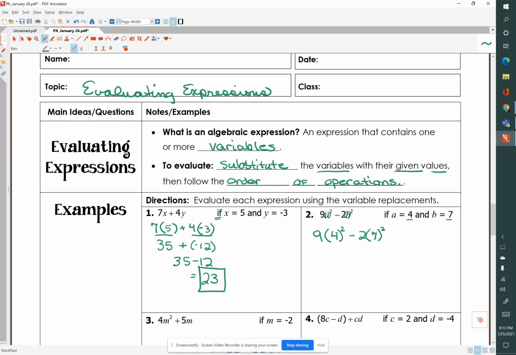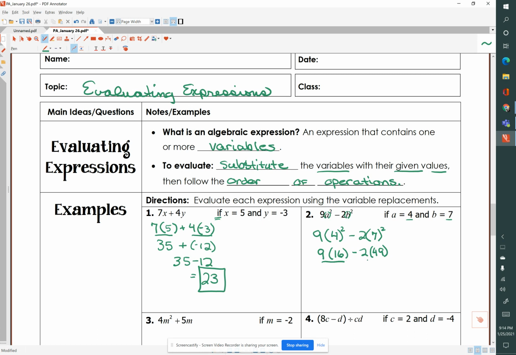So we start grouping symbols, exponents, multiplication and division before addition and subtraction. So grouping symbols, we don't have multiple terms inside the grouping symbol, but we do have exponents. So what is 4 squared? 4 squared is 4 times 4, which is 16, minus 2 times 7 squared, which is 49.